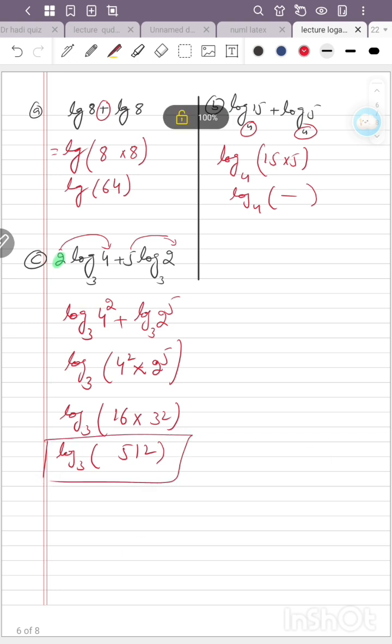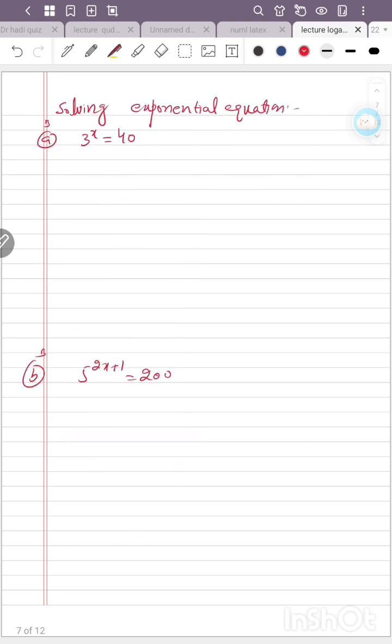Now we have to solve more questions. Okay, dear friends, we have a question: 3 to the power x equals 40. This is an exponential equation. How do we deal with these exponential equations? Remember, the base is a constant and the power is a variable. This is the constant and this is the variable.